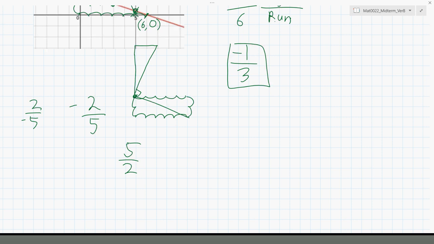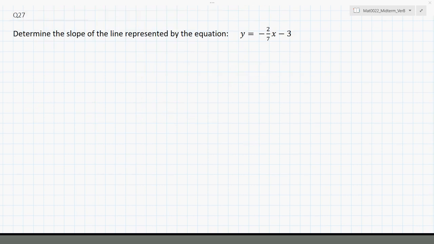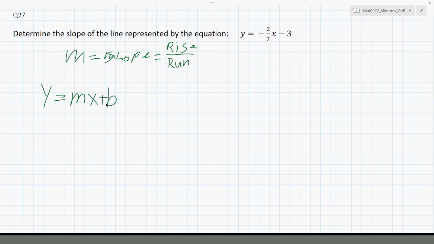We're going to do some more. Question 27. Determine the slope of a line represented by the equation. As I told you before, the slope equals this weird thing called m, slope equals rise over run. It's got all these names, right? But m fits into a specific equation: y equals mx plus b.